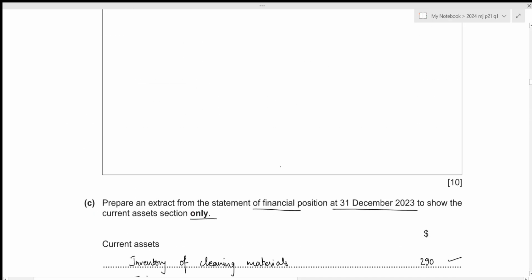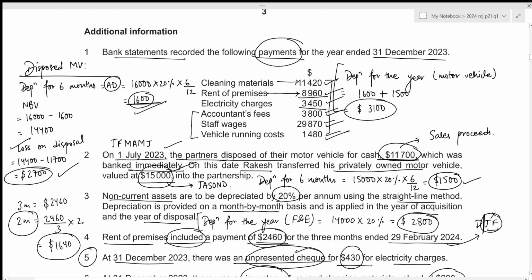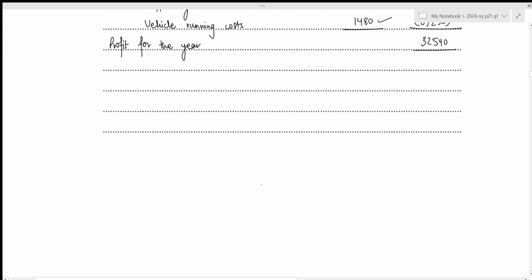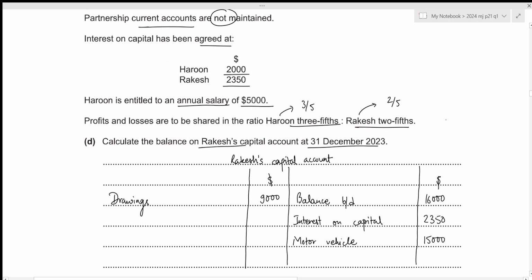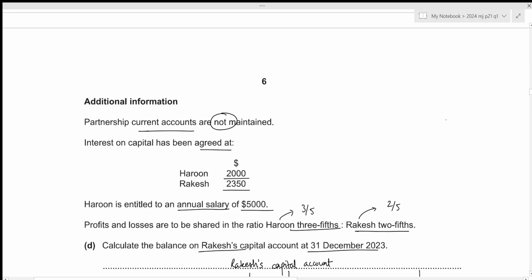Alright, then later on, Rakesh also introduced another motor vehicle. Right here on the date of 1st July 2023, Rakesh transferred his privately owned motor vehicle valued at 15,000 into the partnership. So this is additional introduction of capital which will always be recorded on the credit side of the capital account. So let's write down 15,000 under the heading of motor vehicle. So we have motor vehicle at 15,000. Alright, then the last thing that we need to write down will be the share of profit for Rakesh, and for that we will need to prepare an appropriation account. So I'll do that right here. We'll start with the profit for the year.